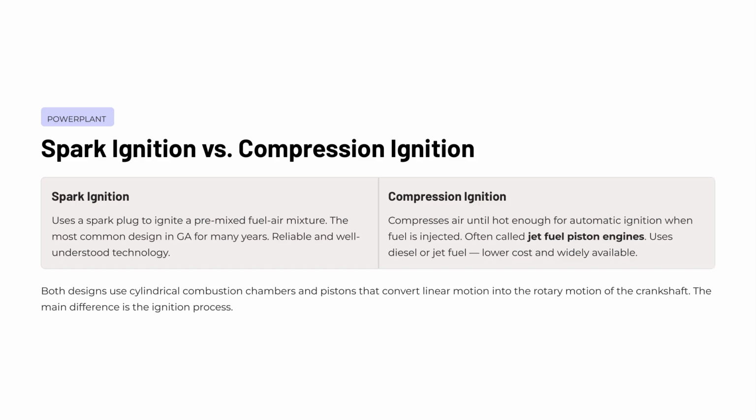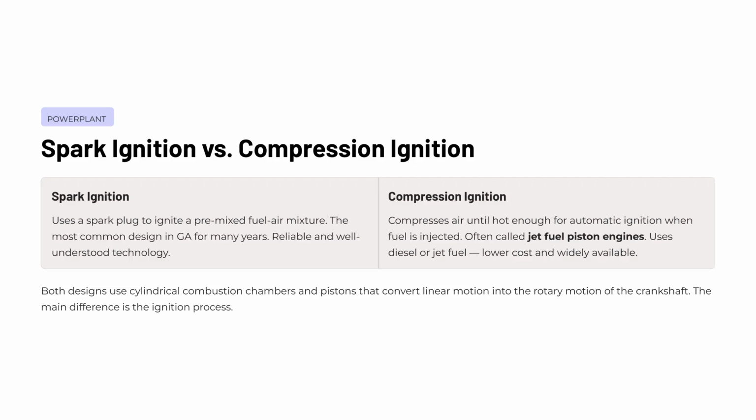Compression ignition, on the other hand, works differently. Instead of a spark, it compresses air so intensely that the temperature rises high enough to automatically ignite fuel the moment it's injected. You'll sometimes hear these referred to as jet fuel piston engines because they run on diesel or Jet A fuel, both of which are typically less expensive and more widely available around the world than aviation gasoline.